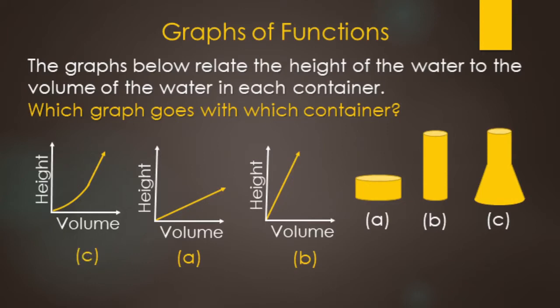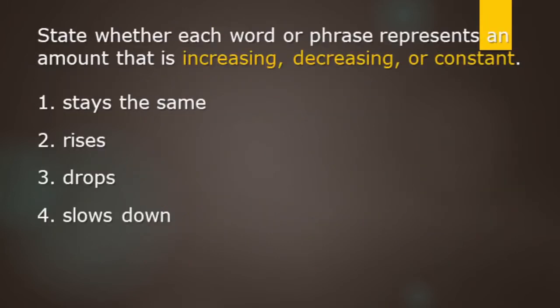So this is basically what we're doing in the video: we're looking at some sort of scenario and then matching it with a graph, or on some of them we'll be going backwards, starting with a graph and then going to the scenario after that. But before we get into that, we just want to look at connecting some phrases we might see with the ideas behind increasing, decreasing, or the word constant.